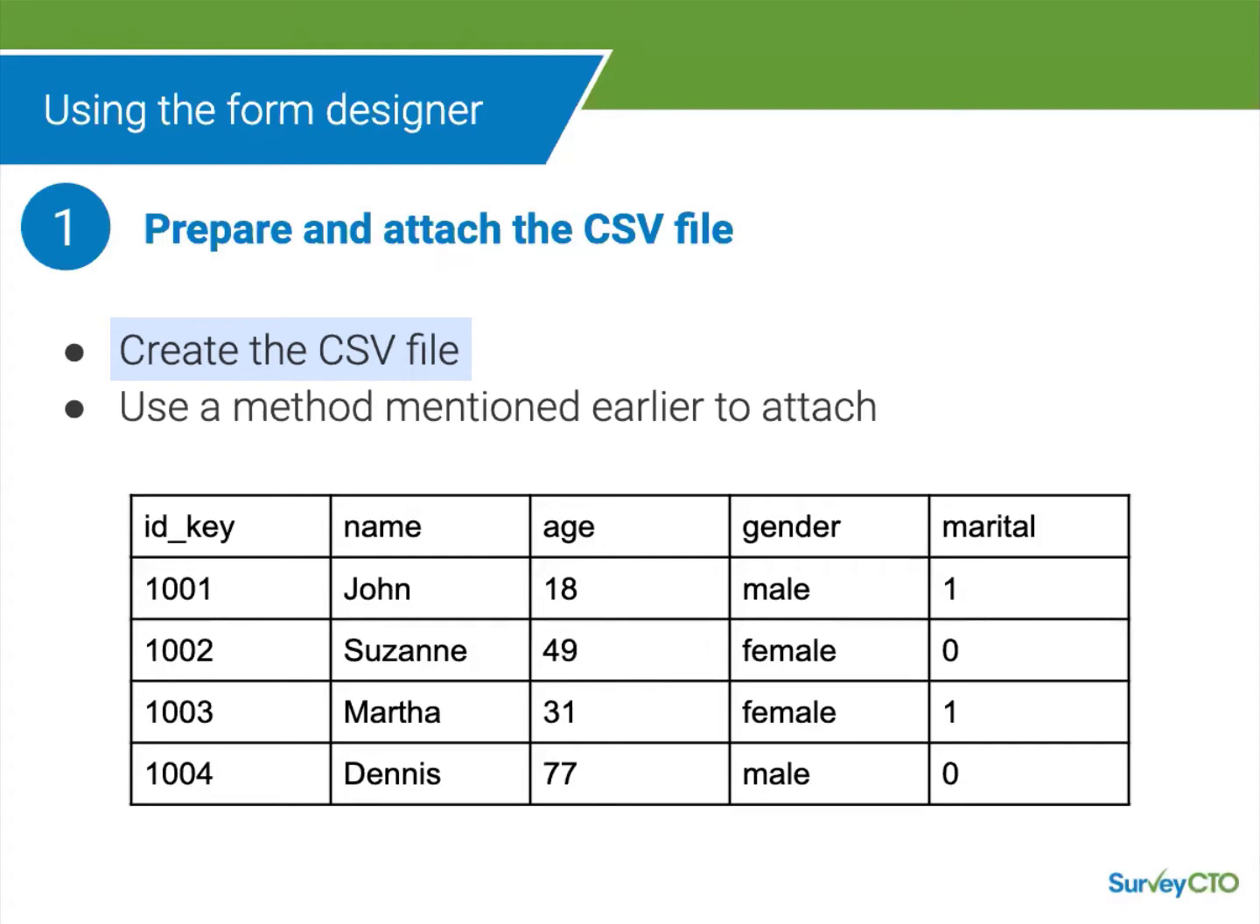First, prepare the CSV file. Make sure there are good column names. The unique identifier column header ends in _key. The unique identifier column has unique IDs, and anything else you might want to check. You can either attach the CSV file to your form now or later in the wizard, which we'll get to soon.